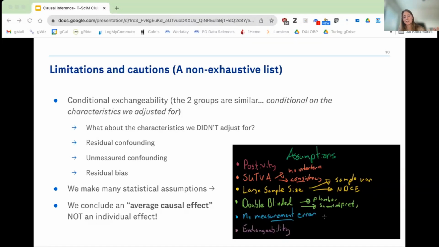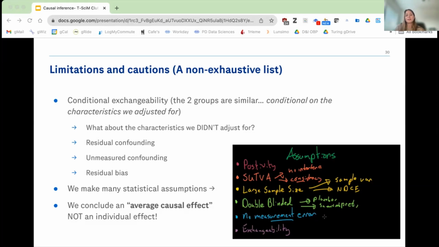But what about, and in that case, it was 4 very simple variables, right? But what about the characteristics we didn't adjust for? So there's no guarantee that those characteristics are balanced, and therefore there can be residual bias in your analysis from unmeasured confounding. And so that's why proper randomization, like in an RCT, is really the ideal scenario. It guarantees exchangeability on both measured and unmeasured factors.